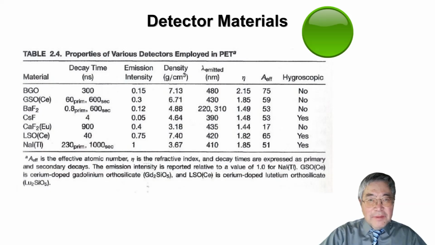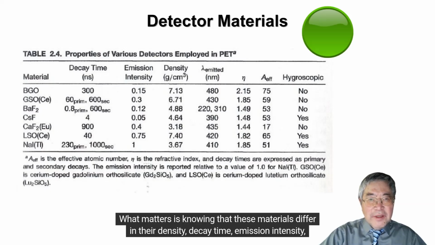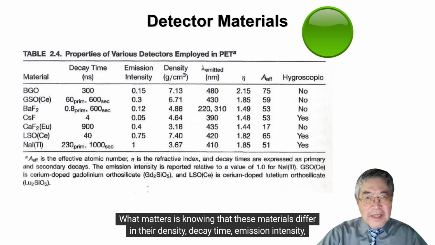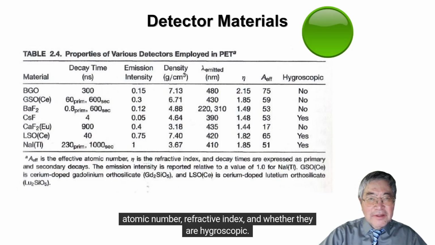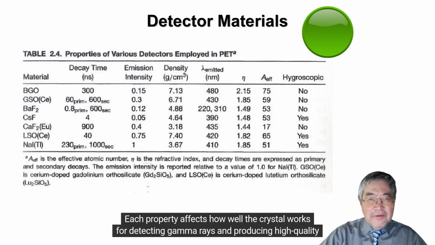a given system. What matters is knowing that these materials differ in their density, decay time, emission intensity, atomic number, refractive index, and whether they are hygroscopic. Each property affects how well the crystal works for detecting gamma rays and producing high-quality PET images.